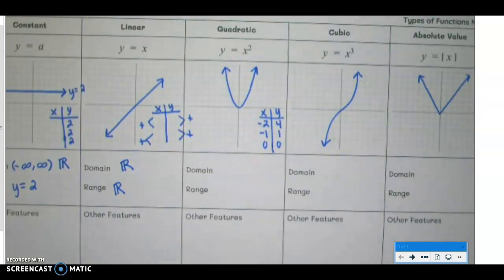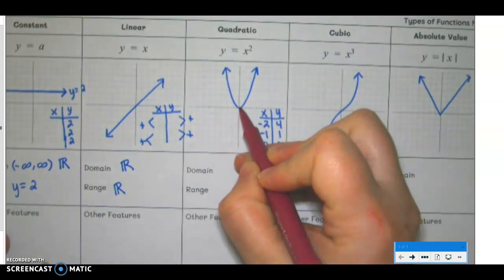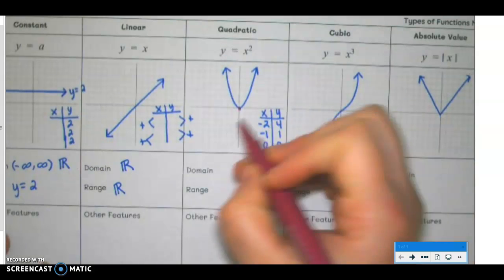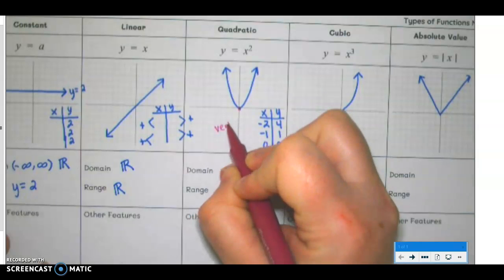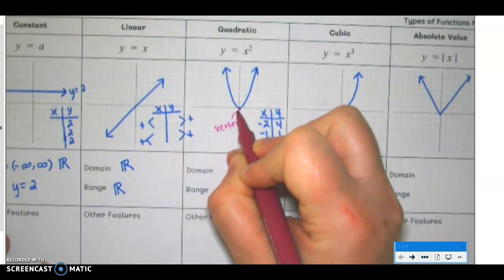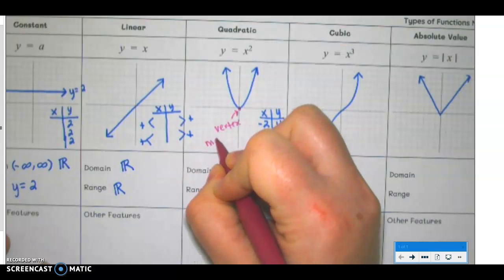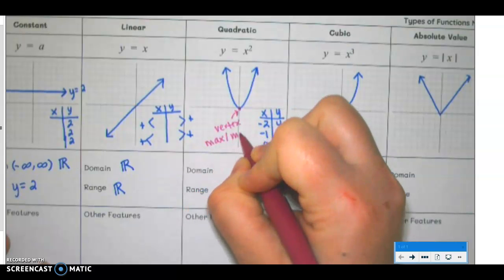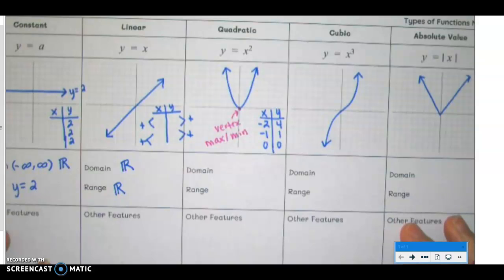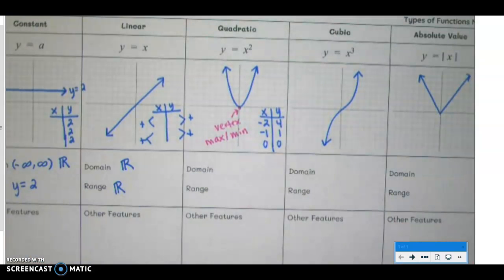One key feature that a quadratic has is that the graph of a quadratic is called a parabola. So if you hear me say the word parabola, that means we're looking at a quadratic. Here is the vertex. The vertex is either a max or a min. In this particular case, it's a minimum because it's at the bottom of the graph. But the vertex is going to help you figure out the range of your graph if it's quadratic.